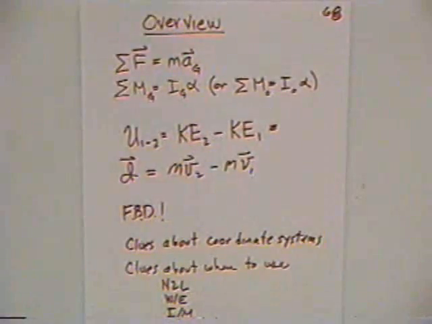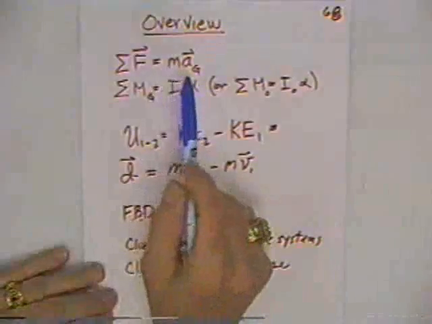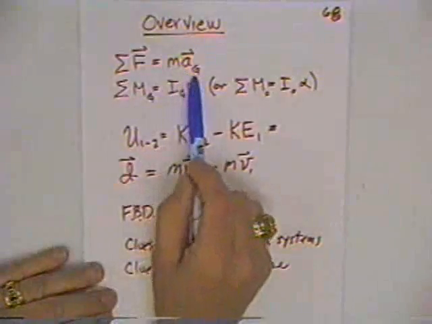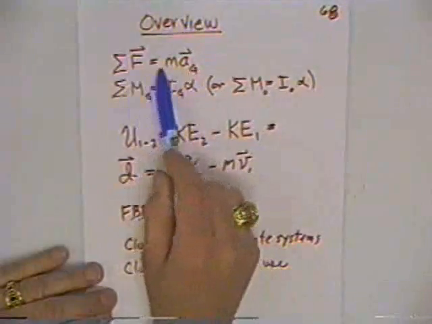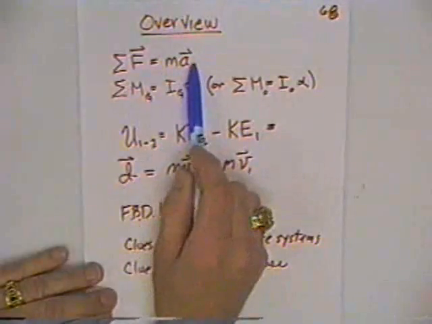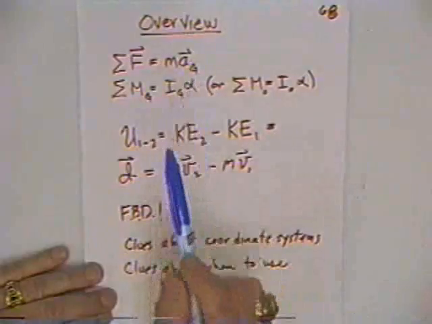All right, let's look quickly at what we've done in the last 3 hours. We looked at Newton's second law, the fundamental basis of dynamics, which says the summation of the forces is the mass times acceleration. For a rigid body, we always write the acceleration of the mass center, G. For a particle, it doesn't matter. Summation of forces is mass times acceleration. All points have the same acceleration.